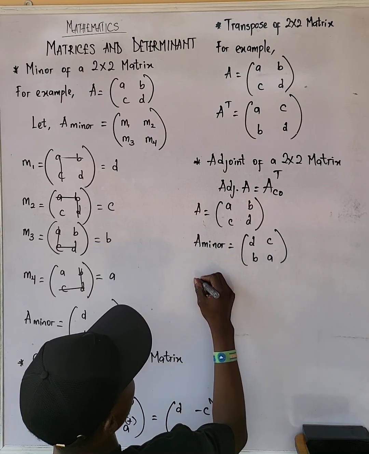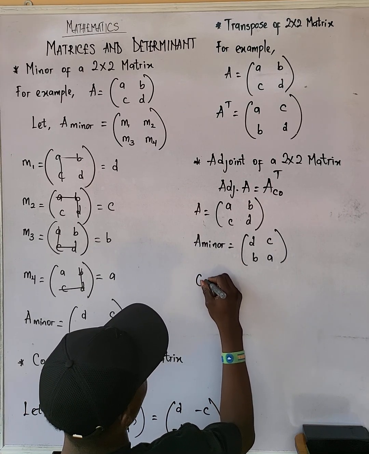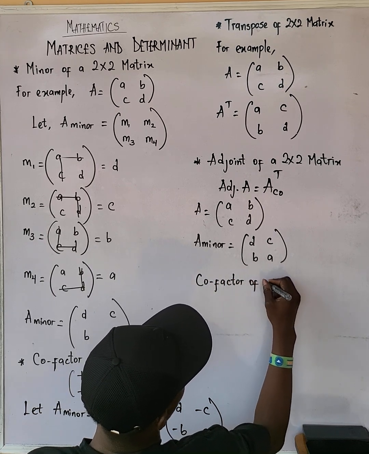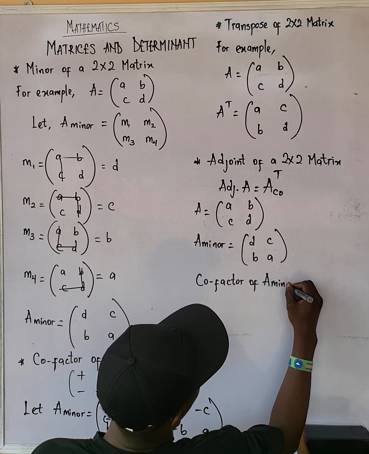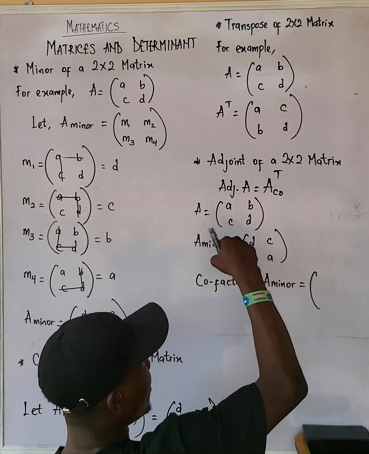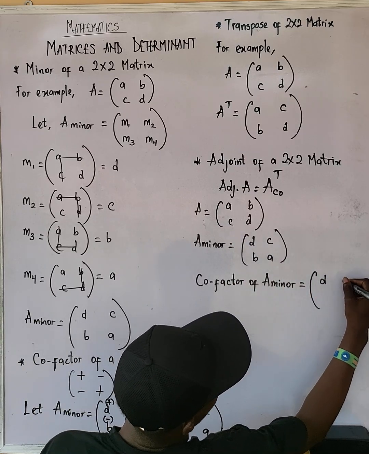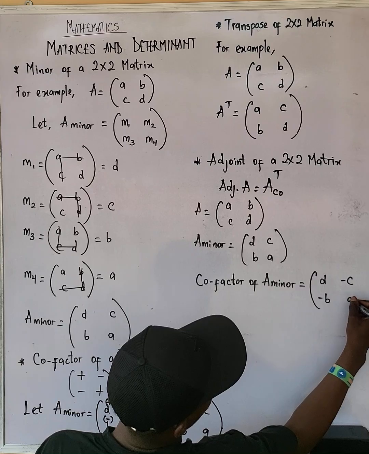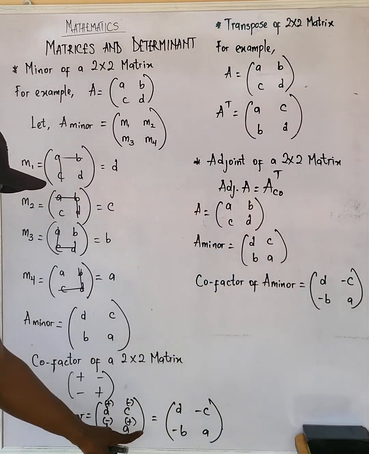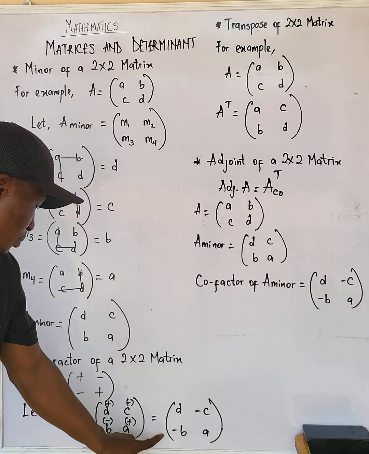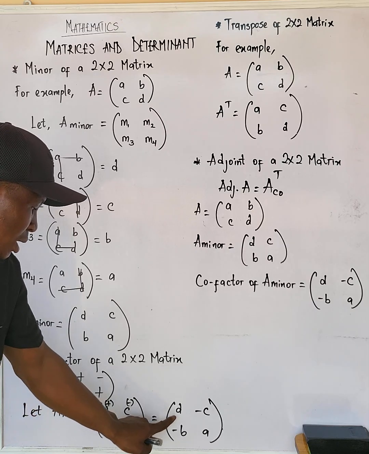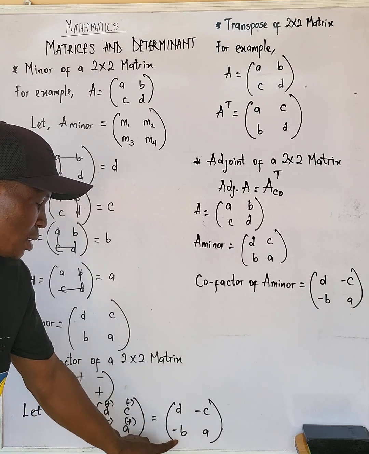So what do you do again? You get the cofactor of that minor. And don't forget, how do you get the cofactor of the minor? By putting plus, minus, minus, plus on that minor. So here it will be plus D, minus C, minus B, plus A. This is the cofactor. Look at the cofactor: let the minor be D, C, B, A, so this is the cofactor of that matrix now: D, minus C, minus B, A.